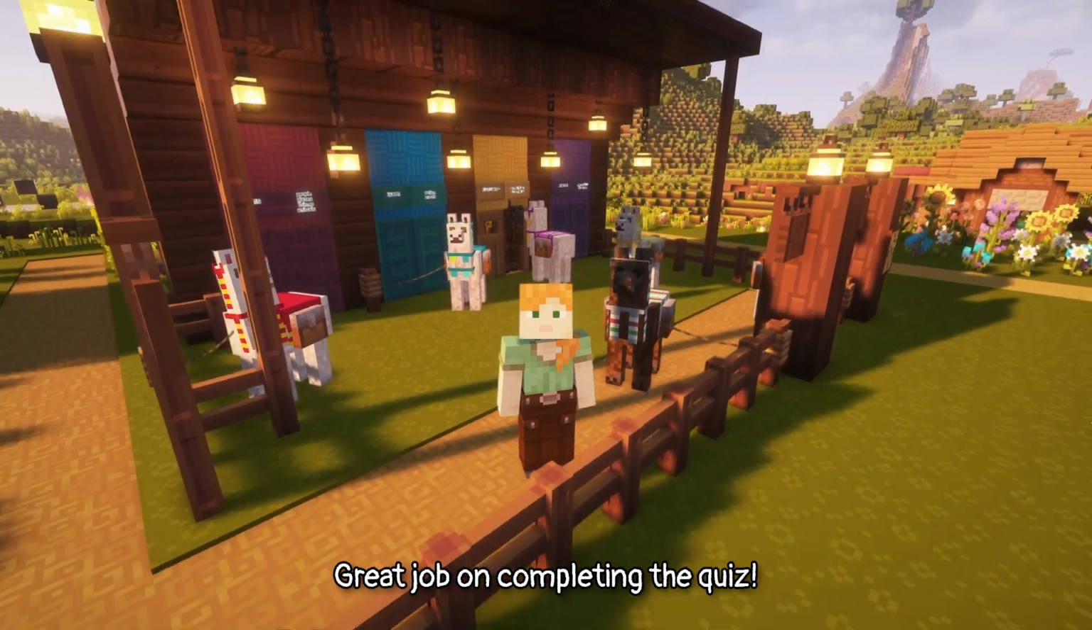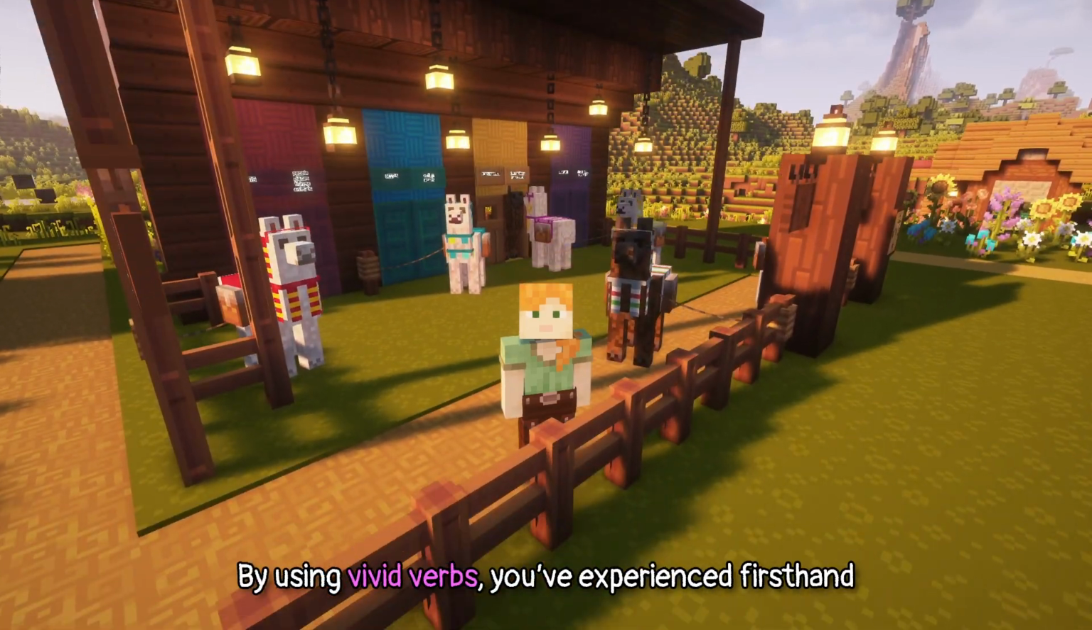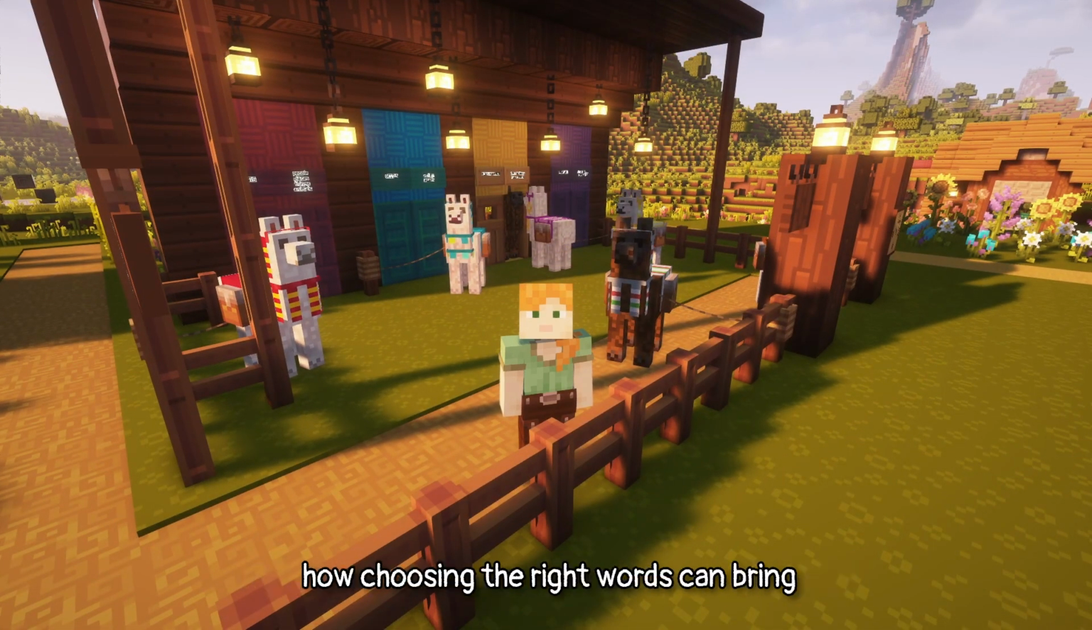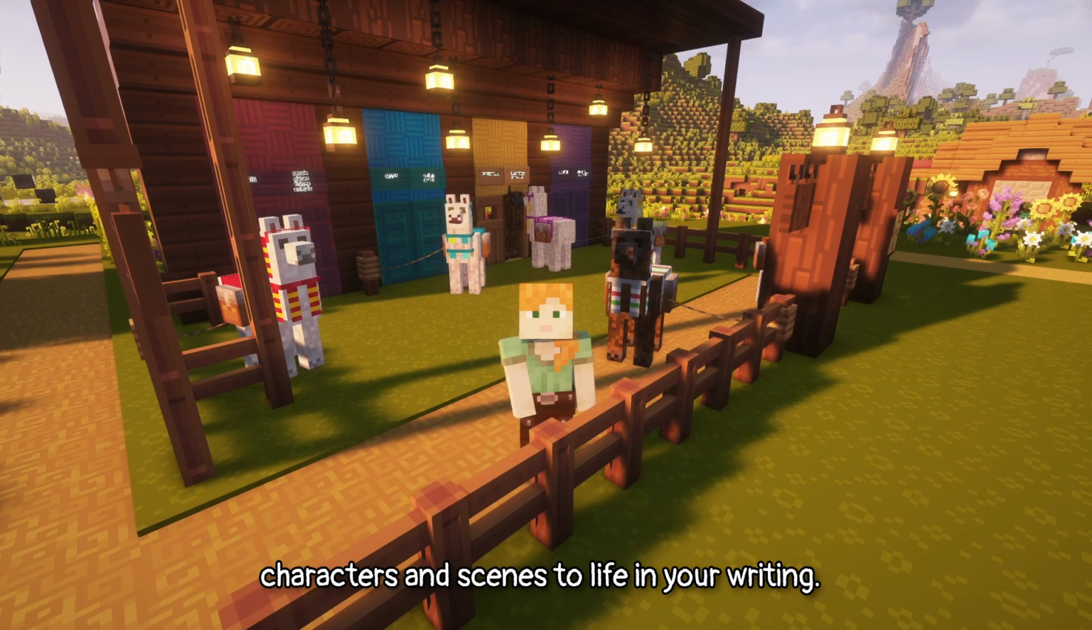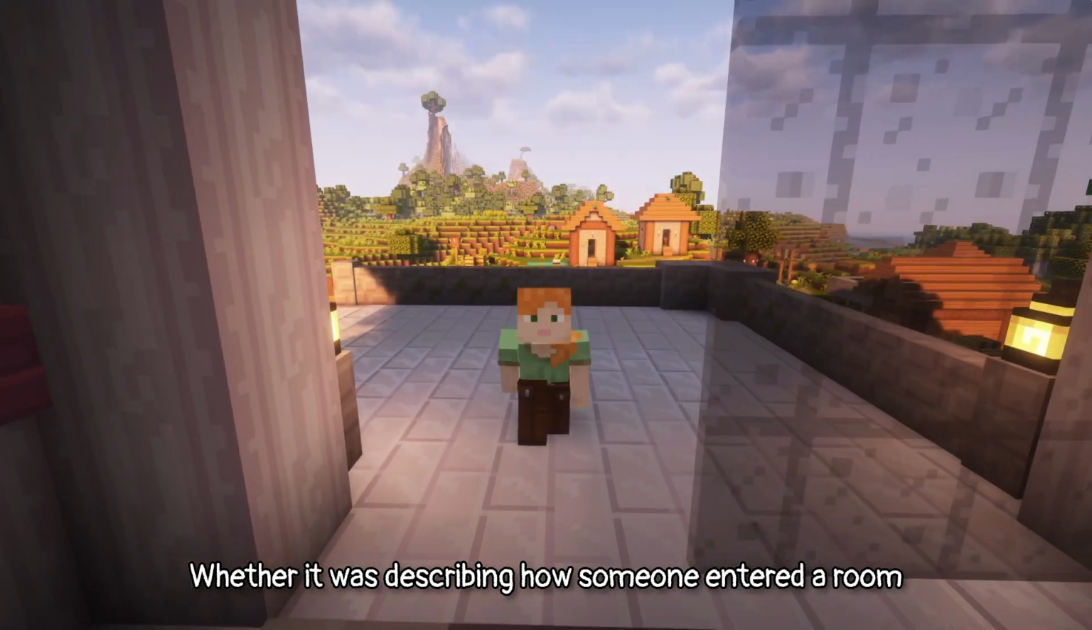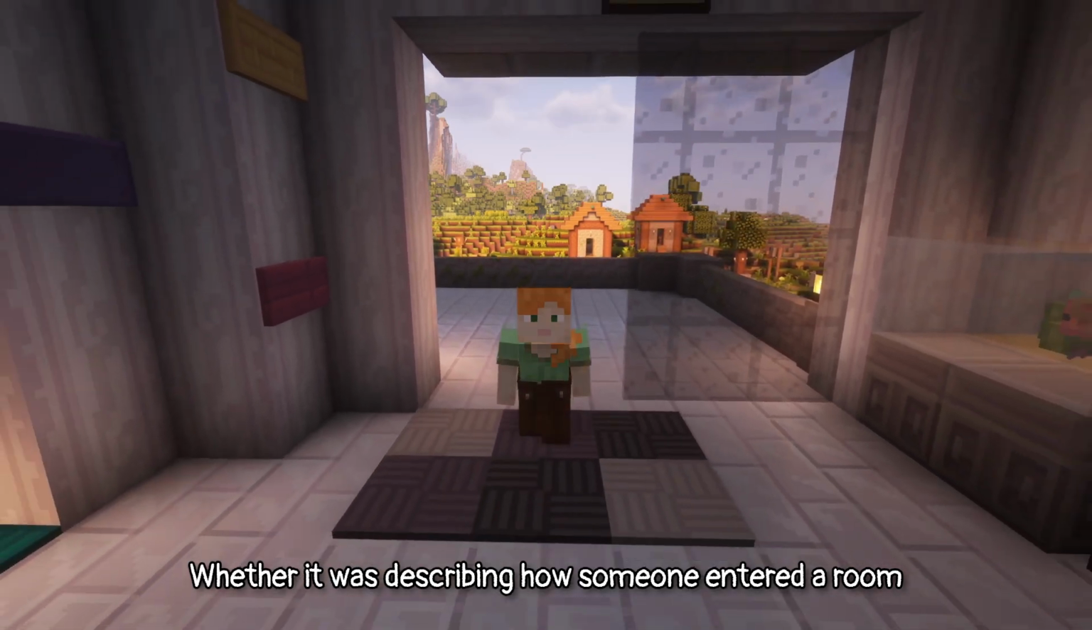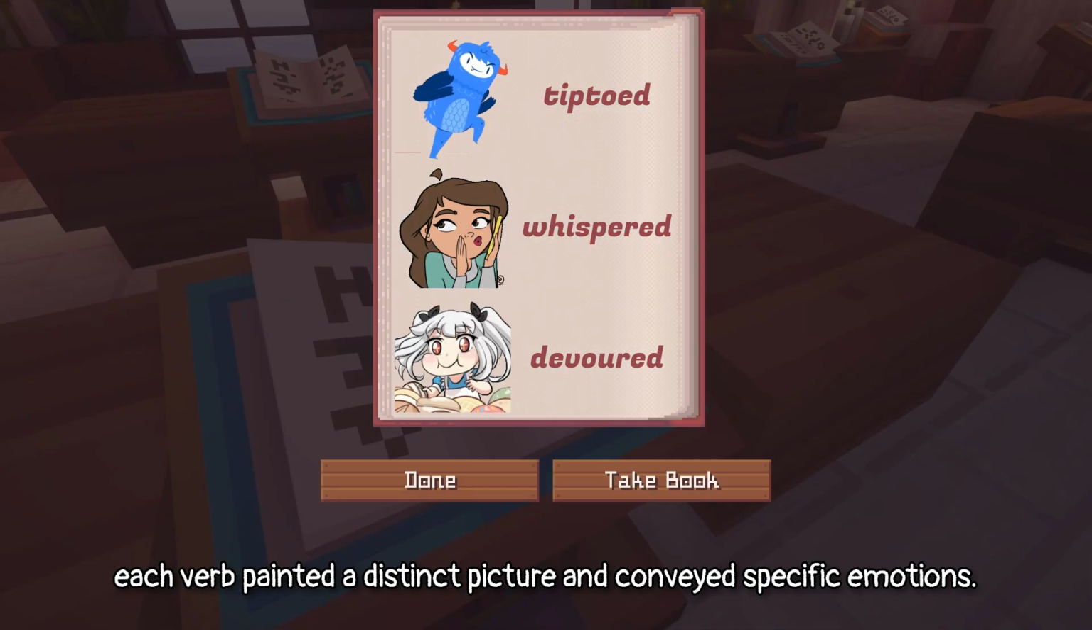Great job on completing the quiz! By using vivid verbs, you've experienced firsthand how choosing the right words can bring characters and scenes to life in your writing. Whether it was describing how someone entered a room or savored their meal, each verb painted a distinct picture and conveyed specific emotions.